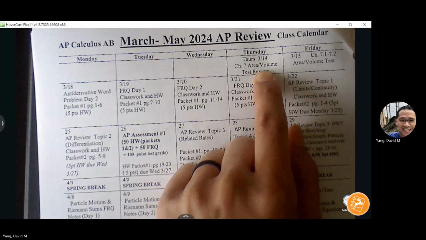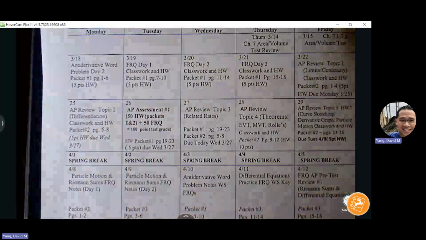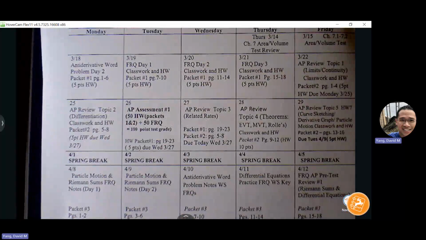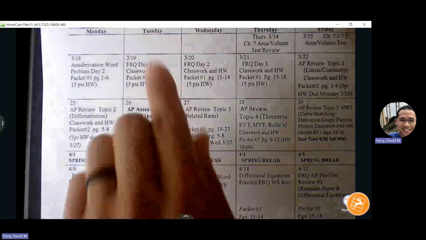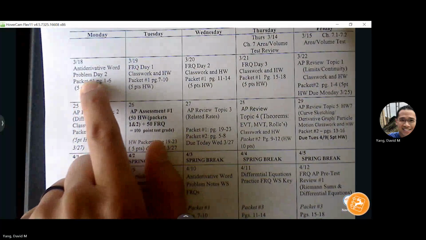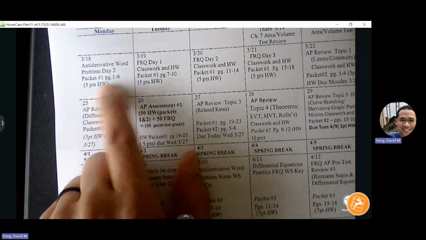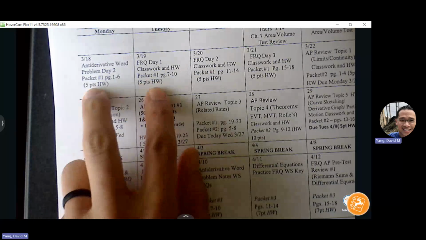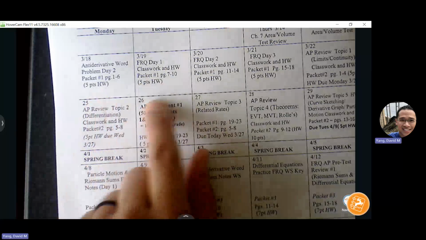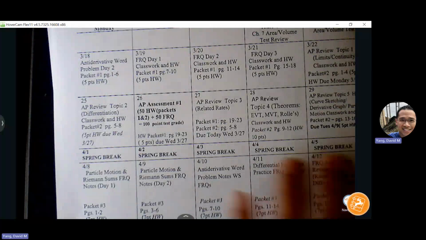And we're going to start going fully into AP review. So today we're going to do the first day of antiderivative word problems. We're going to hopefully get through problems 1 and 3, and then the rest of the pages and their assignments will be highlighted in your new calendar.